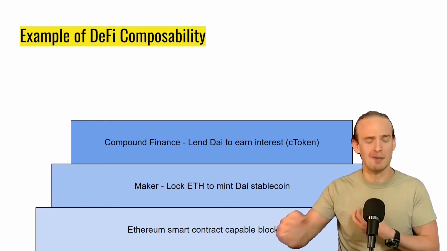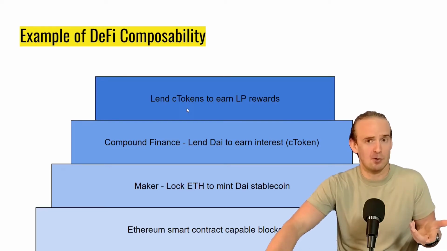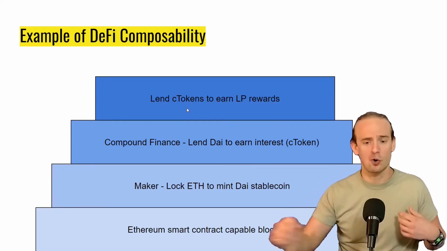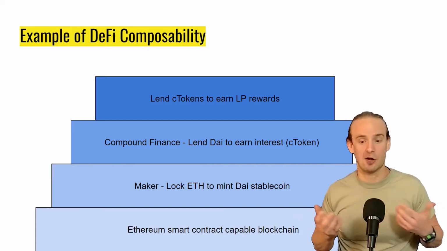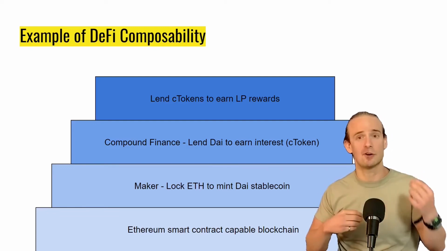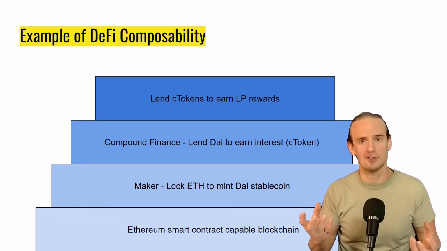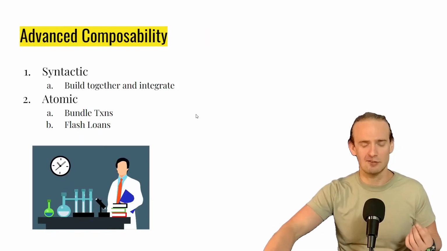So once I make these loans and I get the C tokens, what can I do with them? Well, I can hold them to earn interest, or I can deposit them in liquidity protocols to earn LP rewards. So the point that I'm trying to make is there's different levels of cryptocurrency that stack on top of each other. And each of these builds upon the previous level.